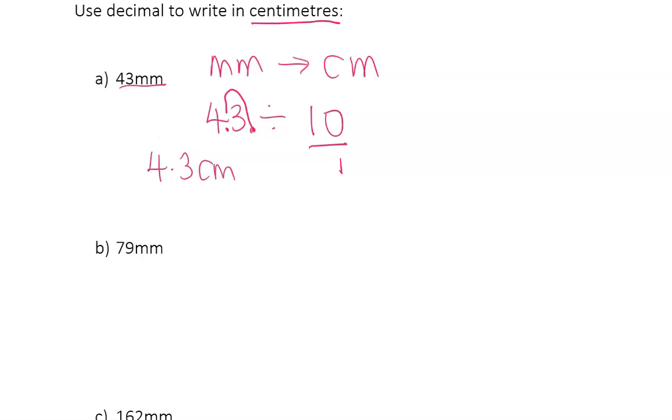Let's have a go at the next question. So we're using decimal form to write 79 millimetres in centimetres. So again, we're going to be dividing by 10. Okay, remembering we've only got 1 0 in the 10, so we're only going to be doing one jump. Here is the decimal point because 79 is a whole number, so the decimal point goes at the end of the ones column, and we're going to be doing one jump. And now this is where our new decimal point is. So the number is going to be 7.9, and we're writing it in centimetres, so it's going to be 7.9 centimetres.